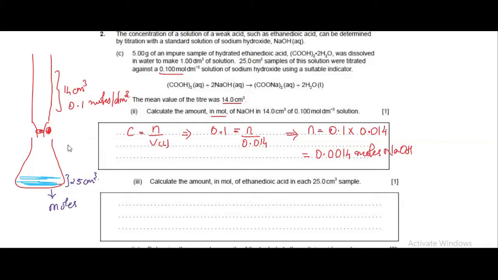For that, we have to depend on this balanced chemical equation. As per the balanced chemical equation, we find that the ethane dioic acid reacts with NaOH in the ratio 1:2.